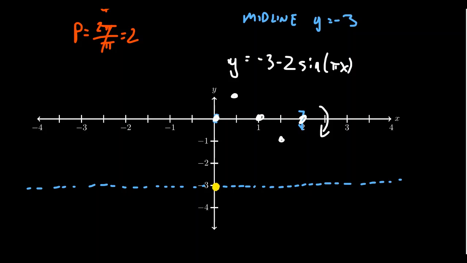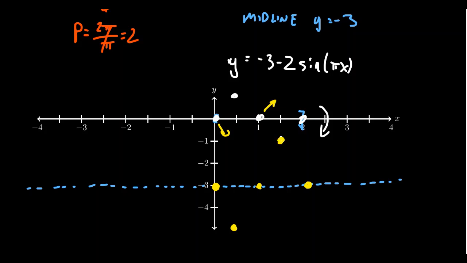Sine always starts on the midline. And every time you have an x-intercept, that means you should be on the midline. So 0, 1, and 2 will be points on the midline. But because of reflections, we're actually going to go down first, and then we're going to increase later. But we changed the amplitude as well. The amplitude is now 2. So that means we should go all the way down to negative 5 when we're at x equals 1 half. And we should go above the midline, which is actually going to be negative 1.